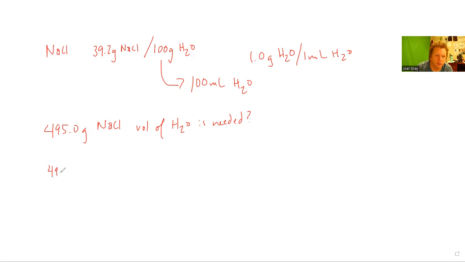Now, to do this dimensional analysis, we're going to write the mass, 495.0 grams of NaCl. And then we're going to use our conversion factor, where we take the amount of NaCl and relate it to the mass of H2O that we need to dissolve that amount. So 39.2 grams of NaCl is 100 grams of H2O.